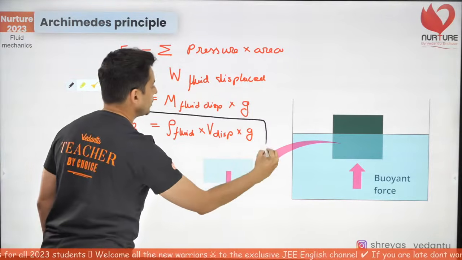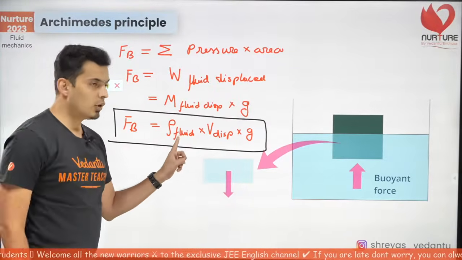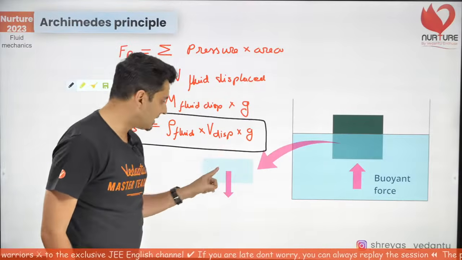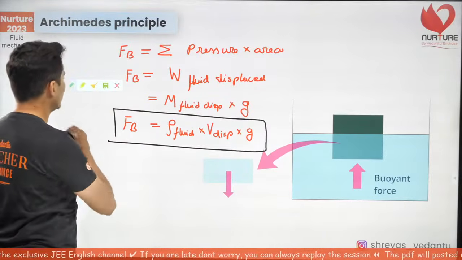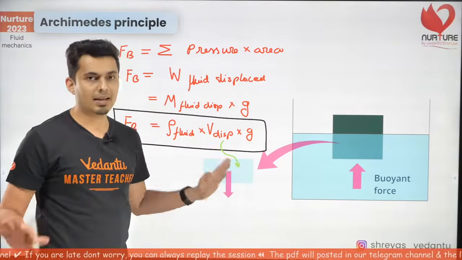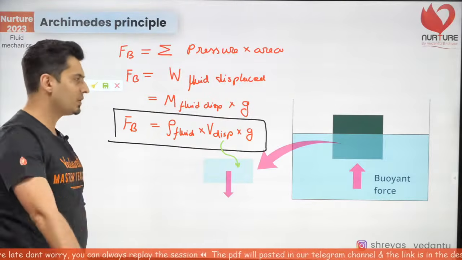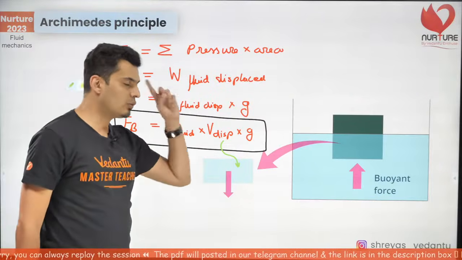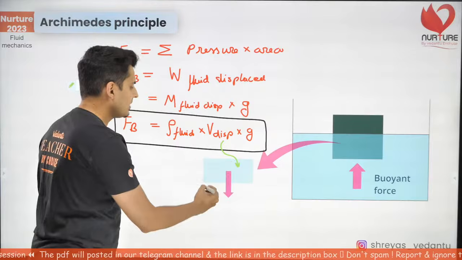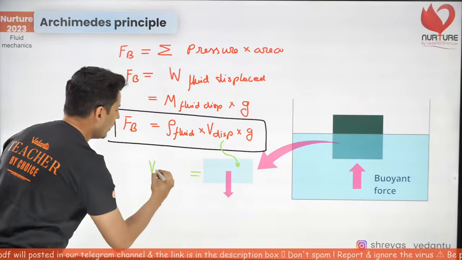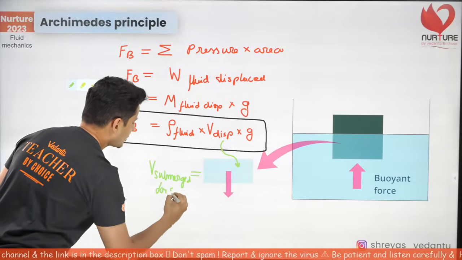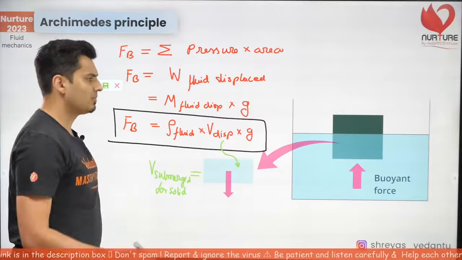This is the formula which you are going to use again and again. What is the buoyant force? Buoyant force is the density of the liquid into the volume which is displaced, into g. You can see this is the volume which has been displaced. That's what the formula is. This is something which you should keep in mind. Remember, it's always the density of the fluid, and the volume which is submerged or the volume which is displaced. By the way, both are the same thing. This is the volume submerged for the solid. I just told that to you in the first part.